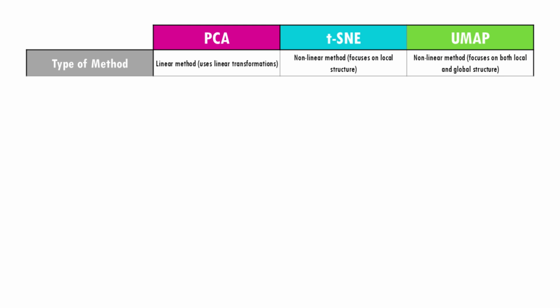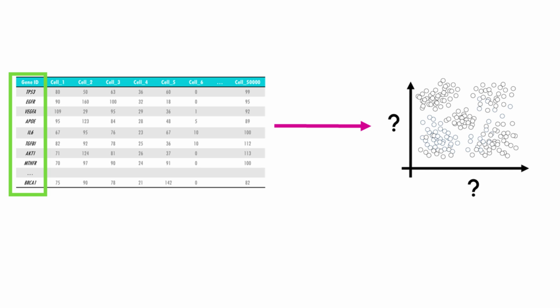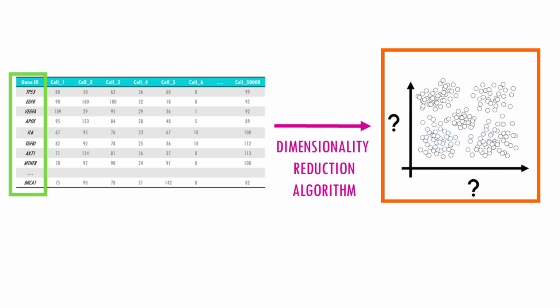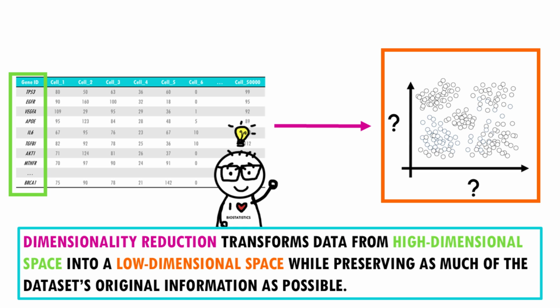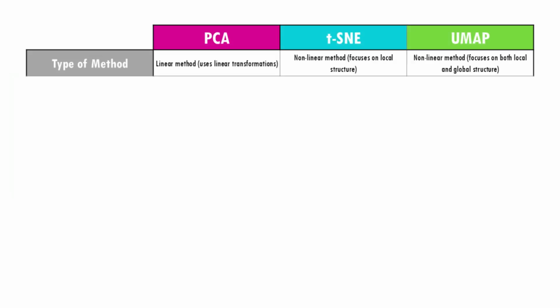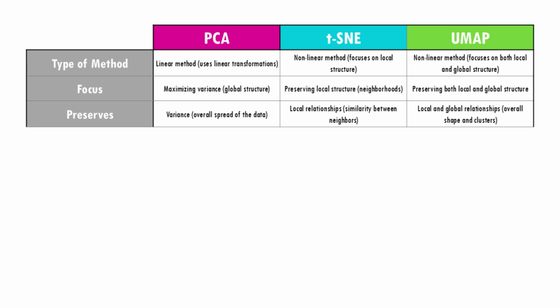But the key difference here is what these methods are aiming for when trying to reduce the number of dimensions from high to low. Obviously, when you're reducing the number of dimensions, you're going to lose some information. So each of the methods uses a different strategy to preserve the most information they can. In other words, each method aims to preserve certain types of structure in the data. PCA preserves overall variance of the data, t-SNE preserves local neighborhood relationships, and UMAP tries to preserve both local and global structure.